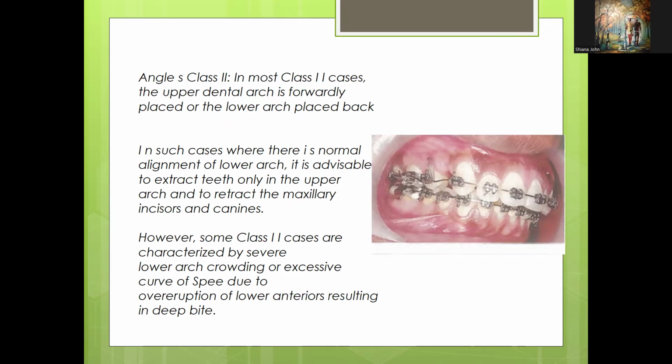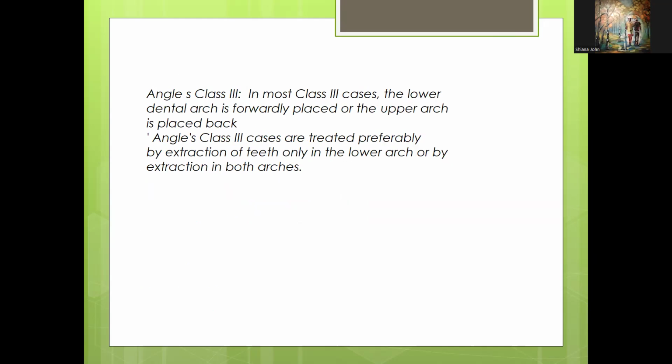Angle class 2: in most class 2 cases, the upper dental arch is forwardly placed or the lower arch is backwardly placed. In such cases where there is normal alignment of the lower arch, it is advisable to extract teeth only in the upper arch and to retract the maxillary incisors and canines. However, some class 2 cases are characterized by severe lower arch crowding or excessive curve of Spee due to over-eruption of lower anteriors resulting in deep bite.